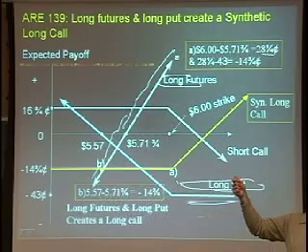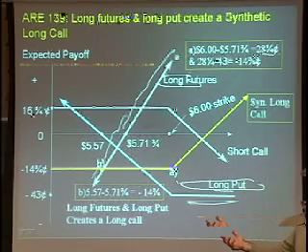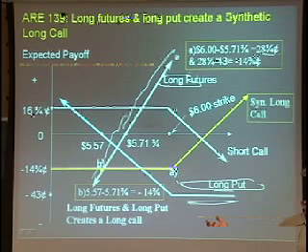The futures price has risen to $6. You've made some money in the futures. You've paid your 43 cents. We add the two together, and we get minus 14 cents. Does that answer your question?